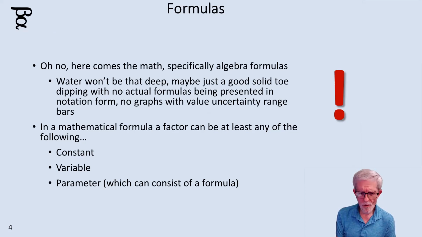In a mathematical formula, a factor, something that changes the end result value, can be a constant, it can be a variable, or it can be parametric or a parameter, which can be its own formula, sometimes referred to as a factor, but there are multiple or multivariate parameters.